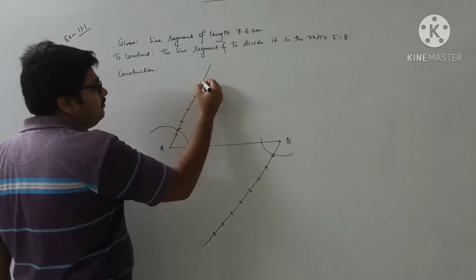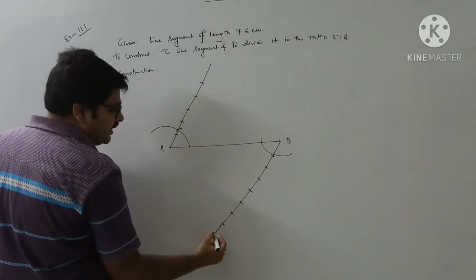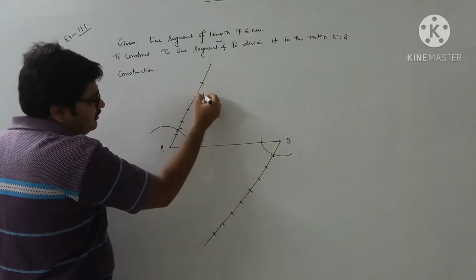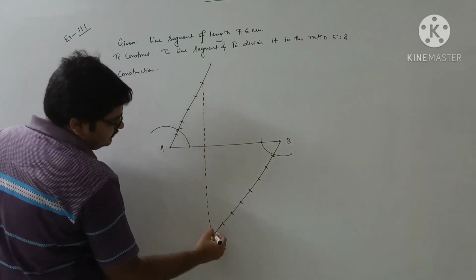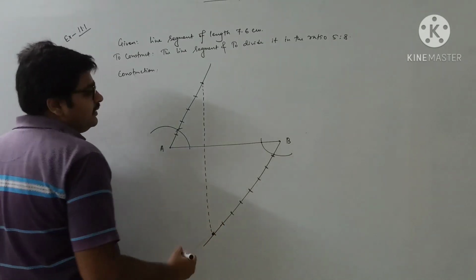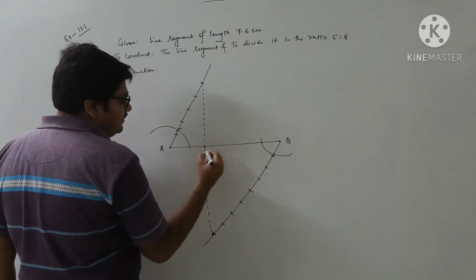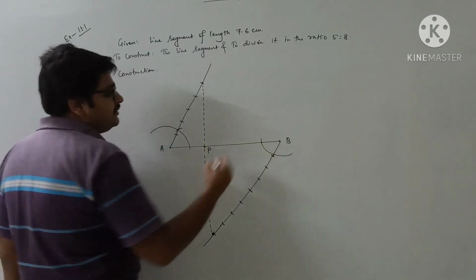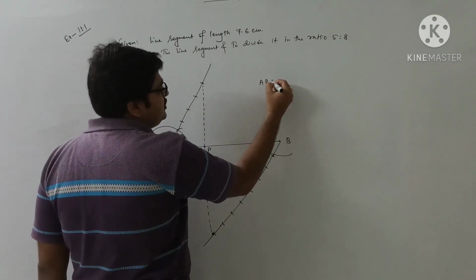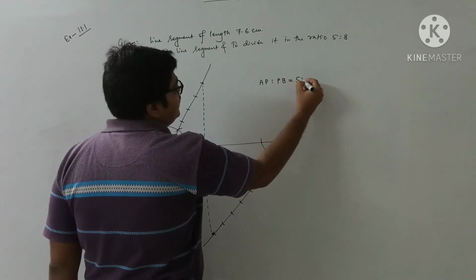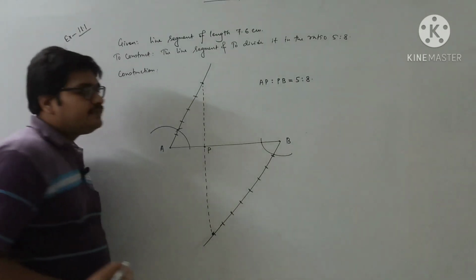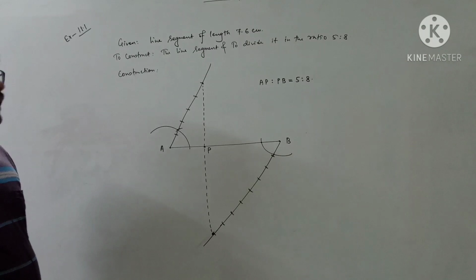Now, whatever the fifth part is here and whatever the 8th part is here, that should be joined with a dotted line. So that will cut this line at some point P. So what is AP to PB? That should be equal to 5:8.